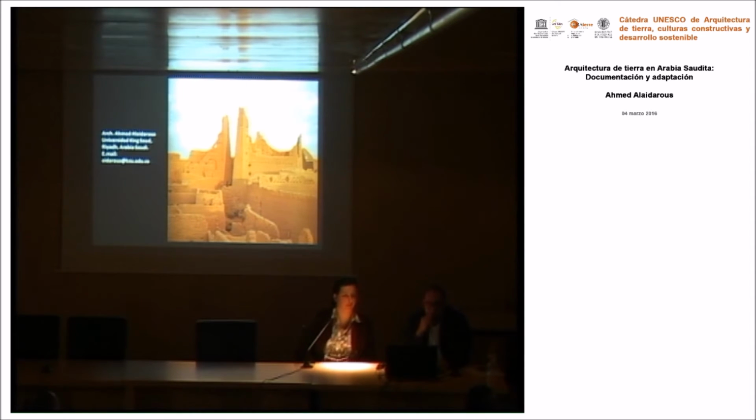Is there any normative to regulate this kind of construction? Are there any written standards about this material and about how to build? Yeah, there are several resources produced by the government as well.